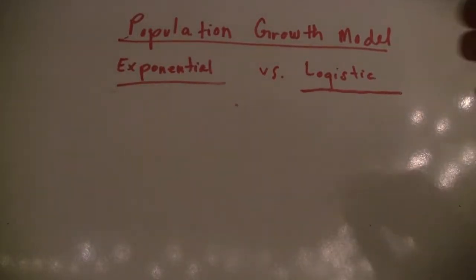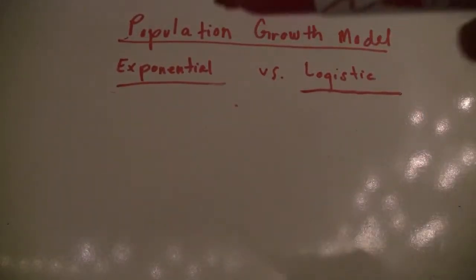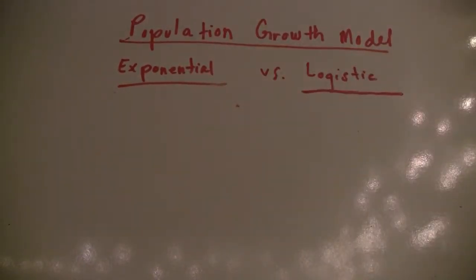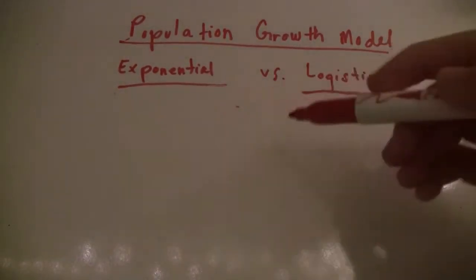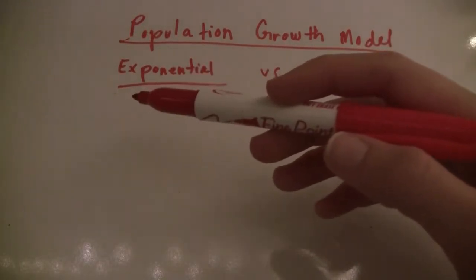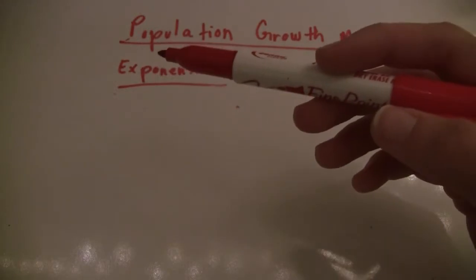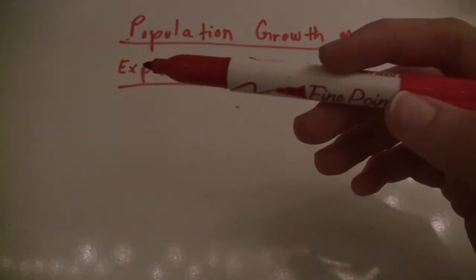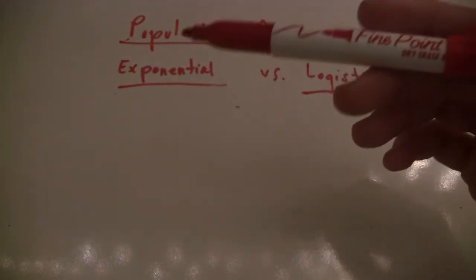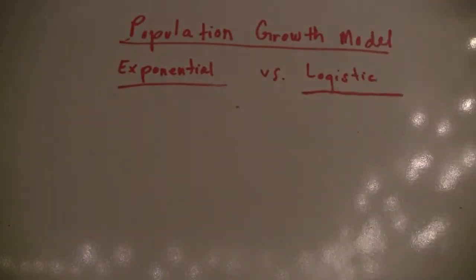Today we'll be talking about population growth models, two of which are exponential and logistic. The difference between the two is that exponential growth is a growth rate that becomes more rapid in proportion to the growing total number or size of the population.